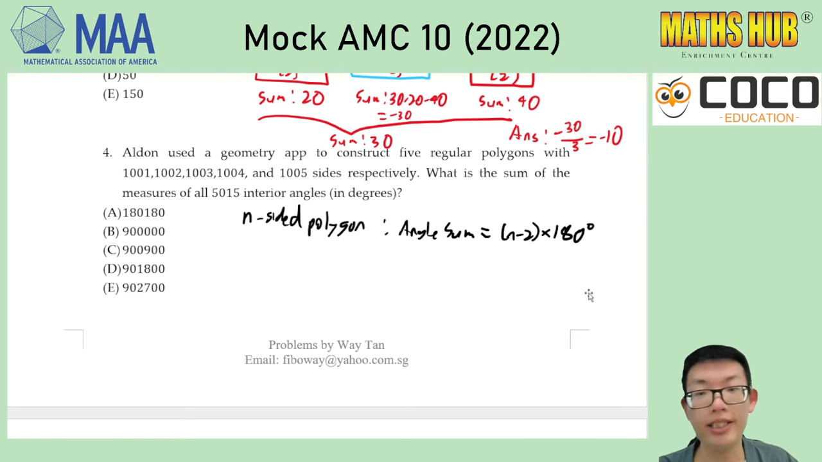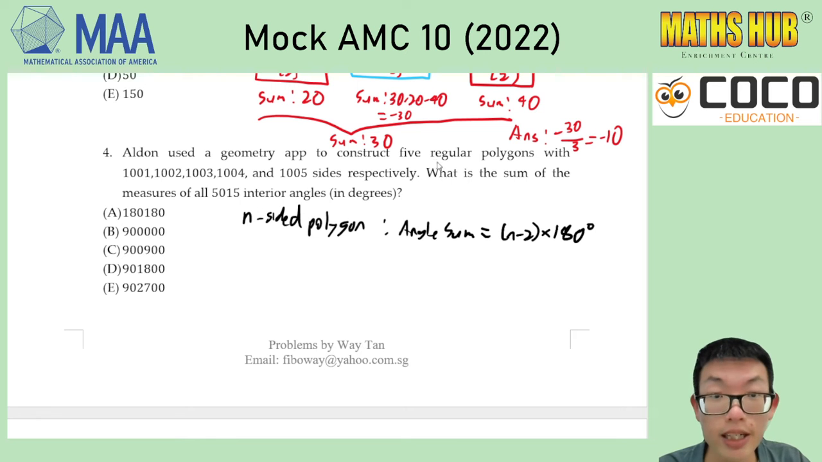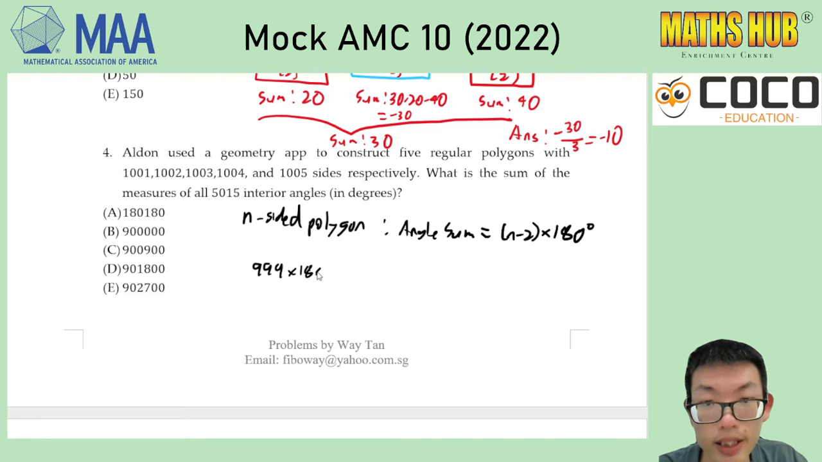Basically, the reason is that we can chop it up into n minus 2 triangles. So a pentagon would be 3 triangles, a hexagon could be split into 4 triangles. And each triangle contributes 180 degrees. So therefore, the sum of all these would be just adding each of them 1 by 1, and that would be 999 times 180, 1000 times 180, until 1003.